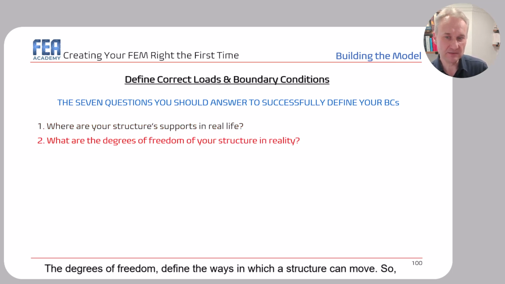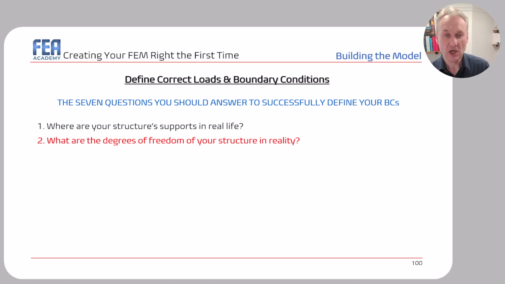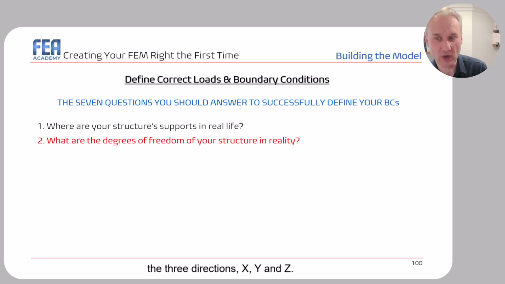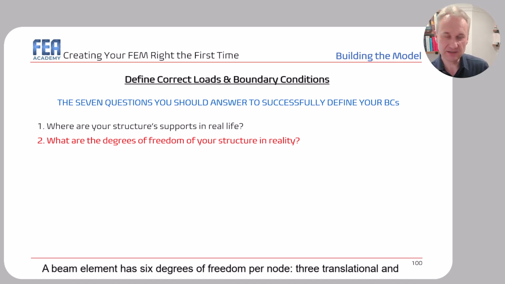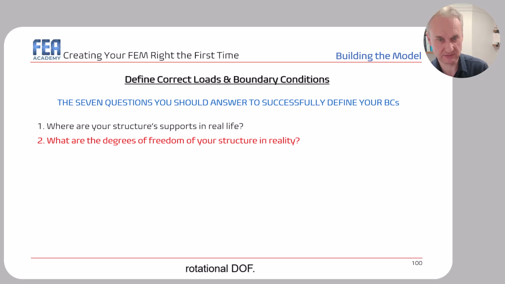The degrees of freedom define the ways in which a structure can move. So answer this question: what are the degrees of freedom of your structure in reality? A 3D solid element typically has 3 translational degrees of freedom per node, the 3 directions x, y, and z. A beam element has 6 degrees of freedom per node, 3 translational and 3 rotational. Shell elements allow for bending, meaning they may also have rotational degrees of freedom.